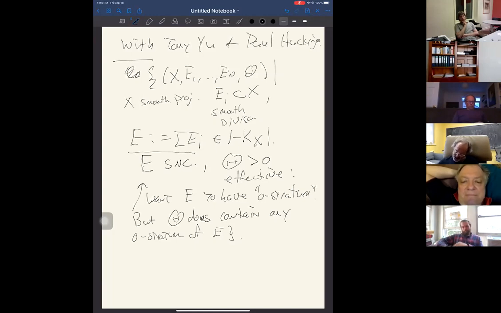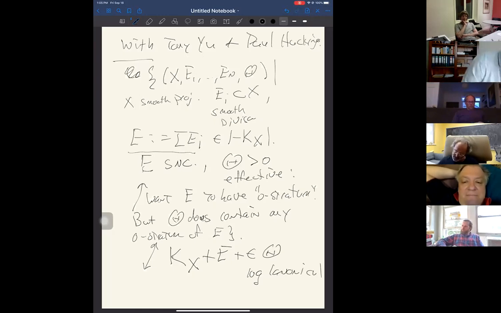Now, that last condition, that theta doesn't pass through the zero stratum, I hope you see is just equivalent to saying that Kx plus E plus a little bit of theta is log canonical. That's all it means. And notice that Kx plus E is trivial, so this thing is linearly equivalent to theta, an ample divisor. So what does that mean? This condition just means that this moduli space, let's call it Q, consists of stable pairs.